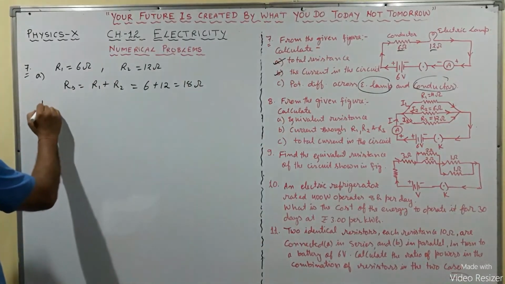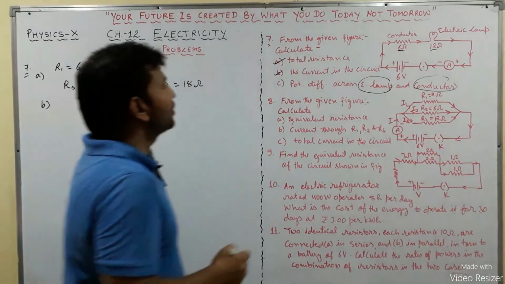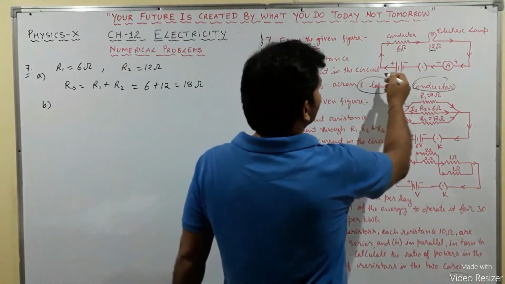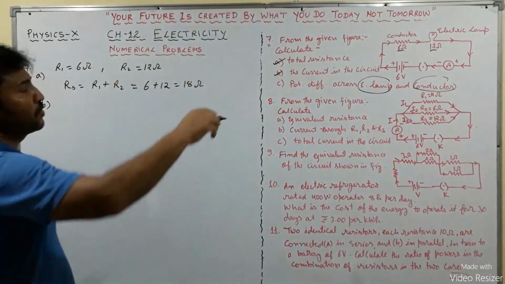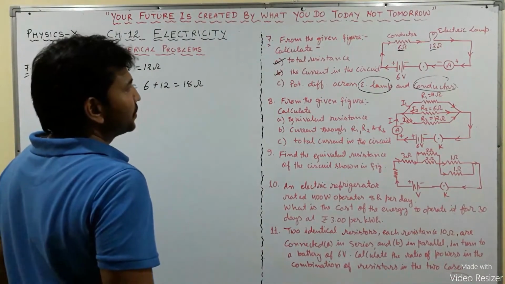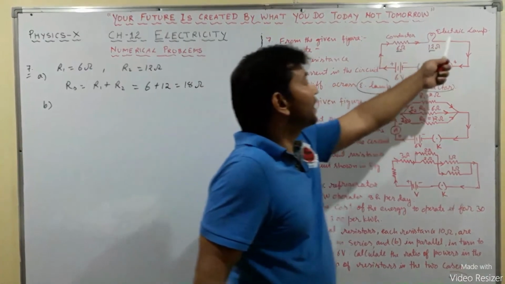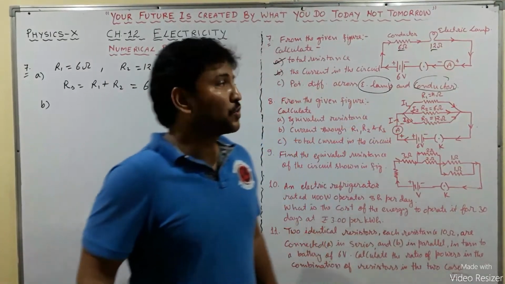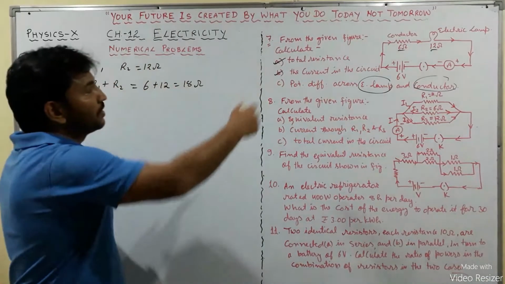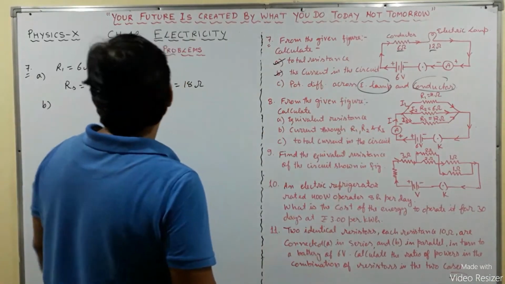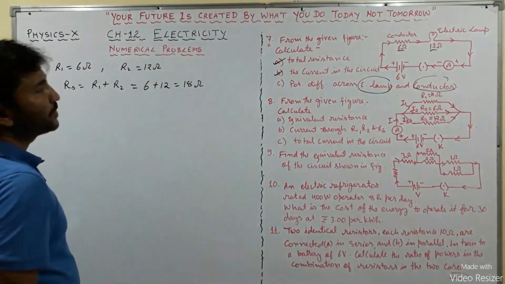Part number B, what is there? In part B, we need to find the current in the circuit. Since the conductor and electric lamp are connected in series, the same current will flow through the conductor and the electric lamp. So the current will remain the same.